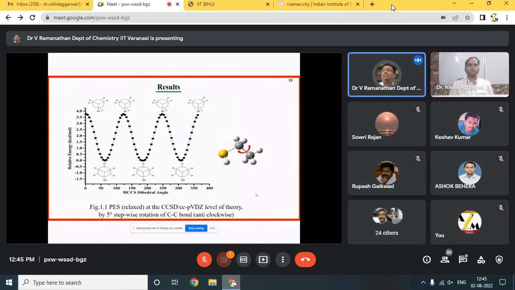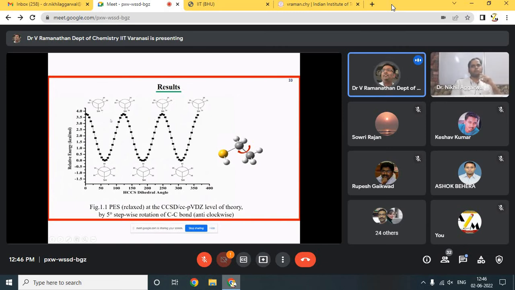If you look at the CC bond rotation, if you rotate the CC bond by 360 degrees, you get this potential energy surface. This is called a potential energy surface, where on the x-axis you have one of the coordinates of the molecule, and the y-axis is the energy. In this case, the coordinate that I have chosen is the dihedral angle, which is changing by virtue of rotating the CC bond. And you can see here there are 3 distinct minima and there are corresponding maxima.